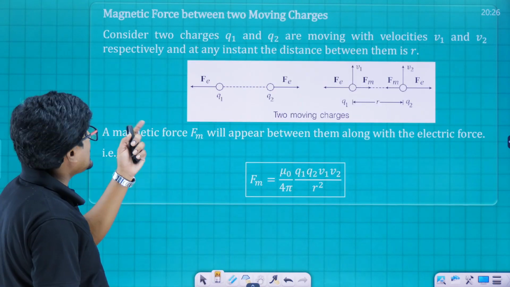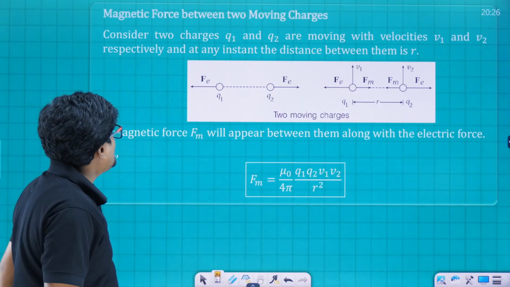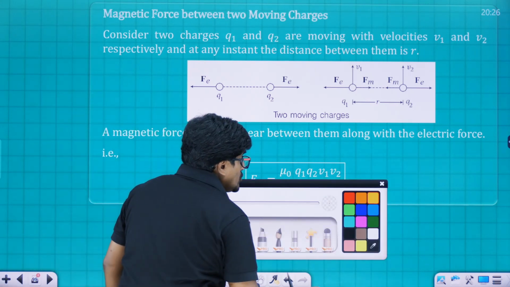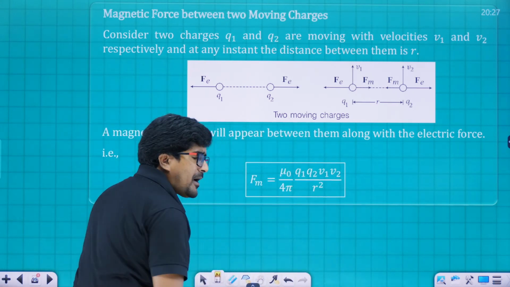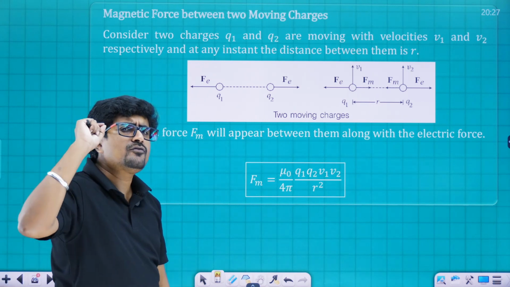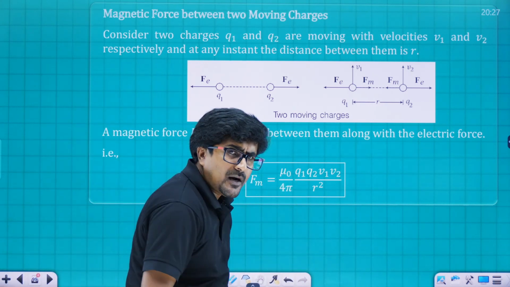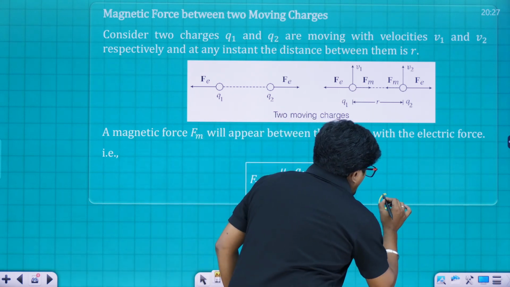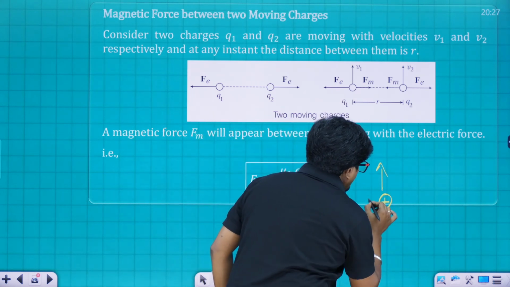Moving to the next, that is magnetic force between two moving charges. I repeat, magnetic force between two moving charges. Here I have a charged particle Q1 moving with velocity V1 and another charged particle, Q2, moving with velocity V2, and we may consider it in this way.